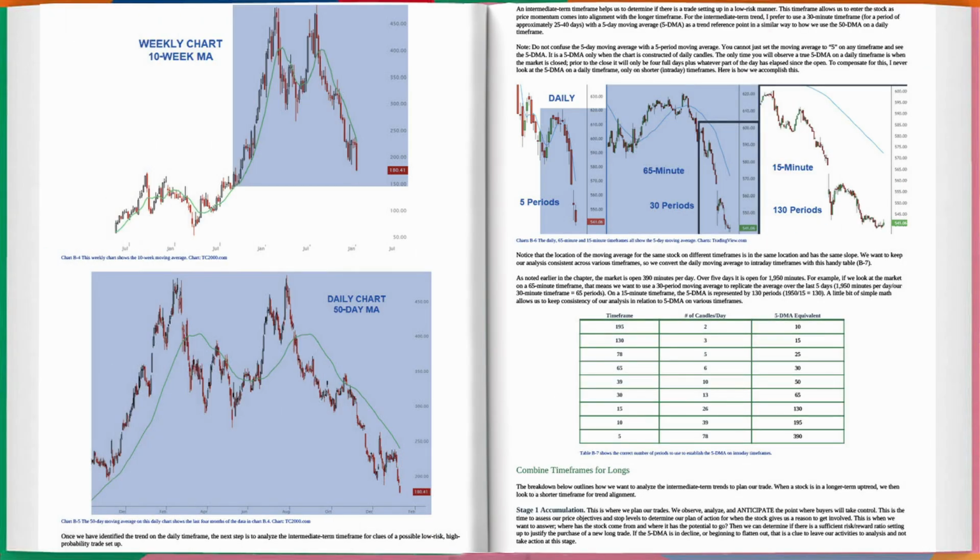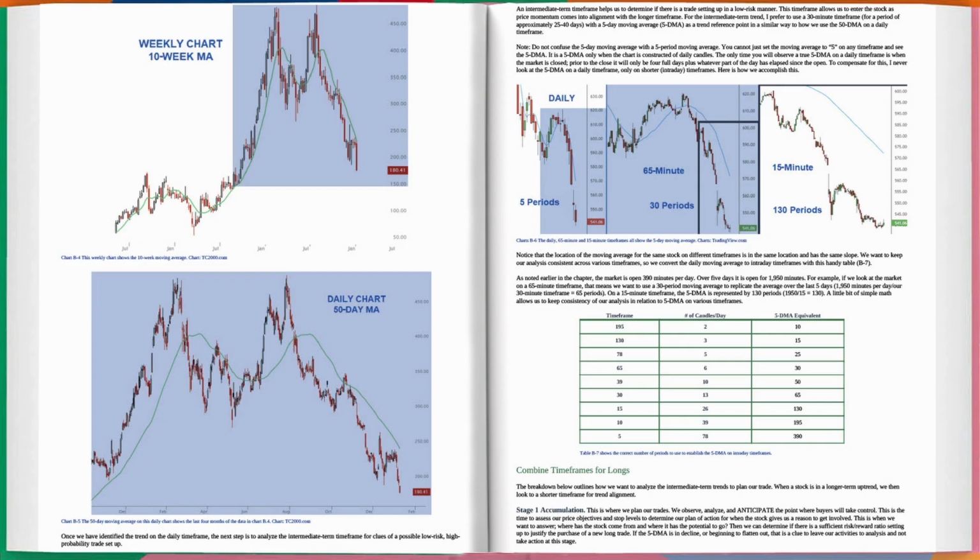Once we have identified the trend on the daily time frame, the next step is to analyze the intermediate term time frame for clues of a possible low-risk, high-probability trade setup. Intermediate term and the 5-day moving average. An intermediate term time frame helps us to determine if there is a trade setting up in a low-risk manner. This time frame allows us to enter the stock as price momentum comes into alignment with the longer time frame.